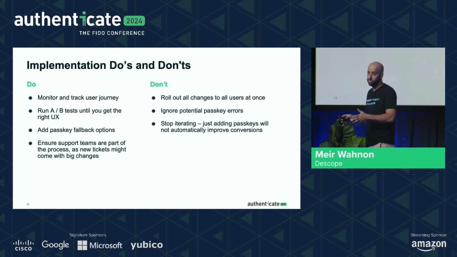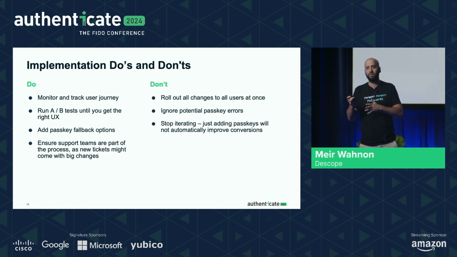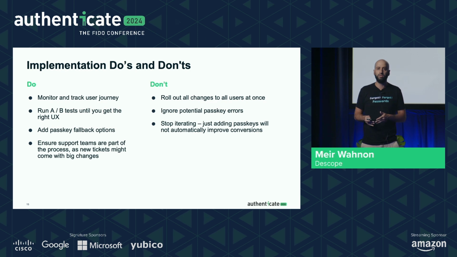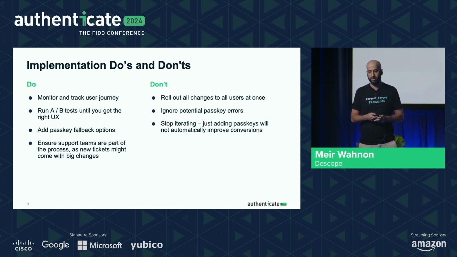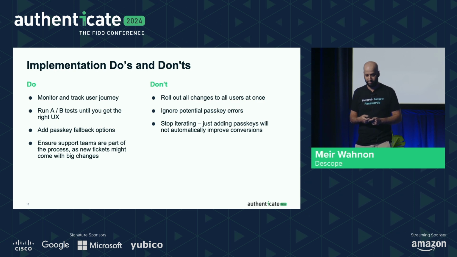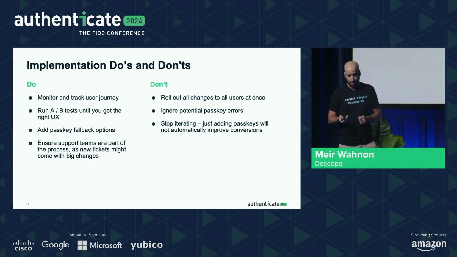Have a fallback. Usually it's a fallback for errors, anything that doesn't work out, so customers can continue even if things are problematic for them. So this is definitely something to consider and think about when deploying passkey.